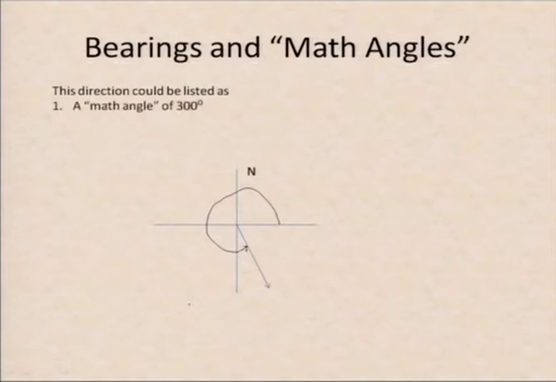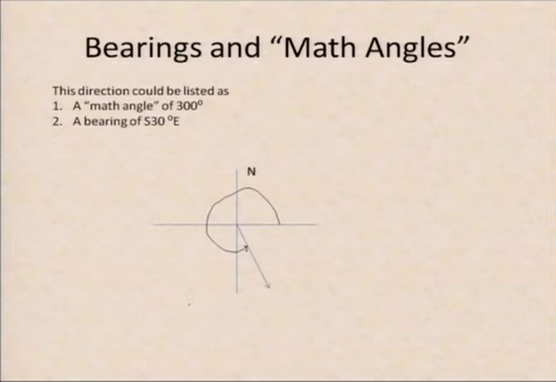One, you might list it as a math angle of 300 degrees. Now, I tried to make that about 30 degrees to the east of the south there. So you can take a look, it's about a third of that quadrant there. So you could list it as 270 plus 30 is 300 degrees as a math angle.